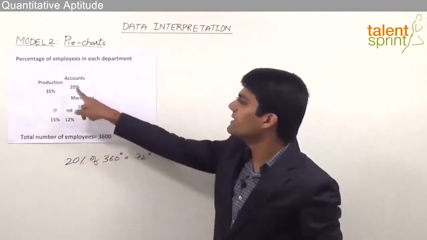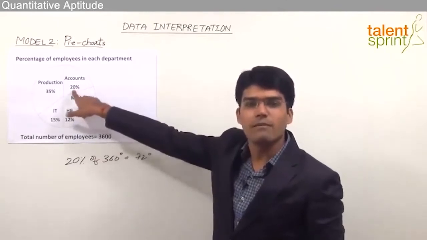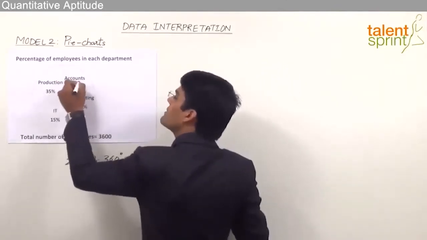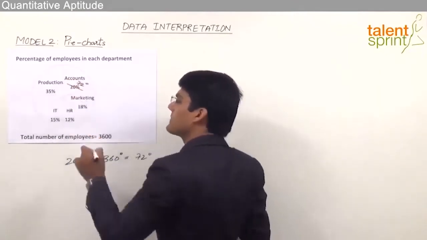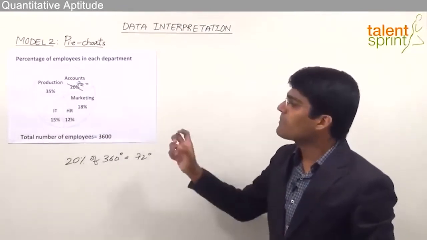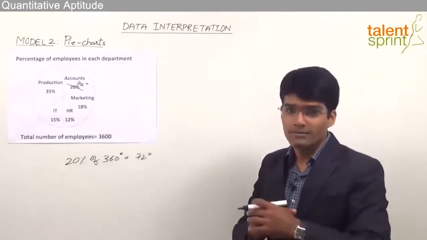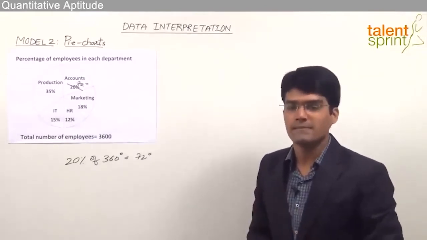So instead of giving the percentage here, the value mentioned will be in terms of degrees. So the question simply says accounts is 72 degrees. Likewise, the remaining percentages also will be given in terms of degrees. So how do we get the number of employees in each of the departments when the values have been given in terms of degrees or in terms of angles?